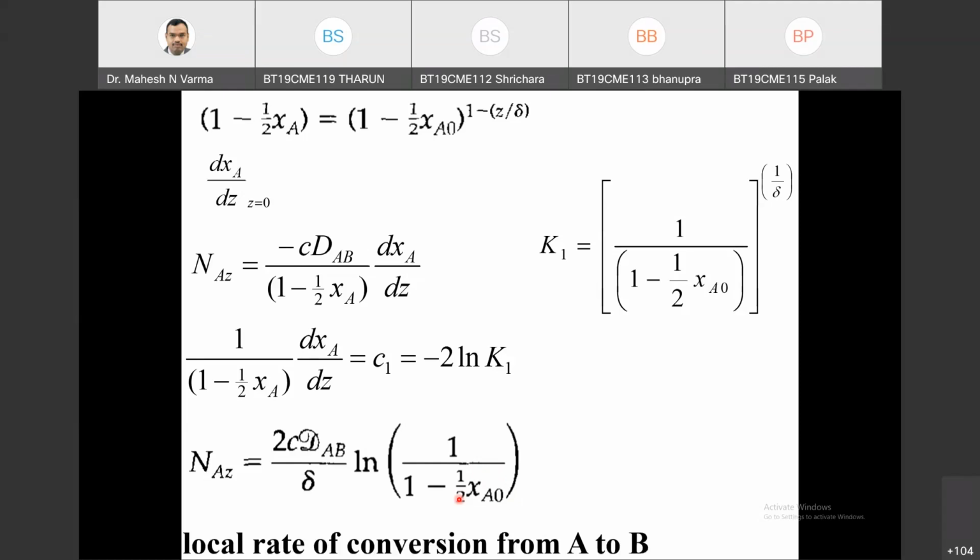So this is the local rate of conversion of A to B. We are not solving that problem completely. This is just one stage of the problem, where we got a local rate of conversion of A to B. So is this clear to everybody? Does anybody have any difficulty with this concentration and flux profile?